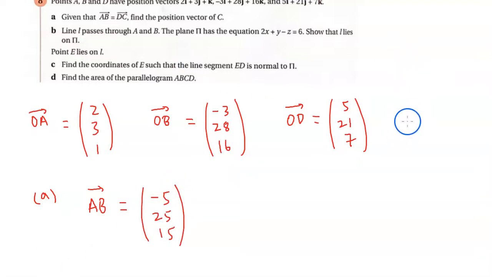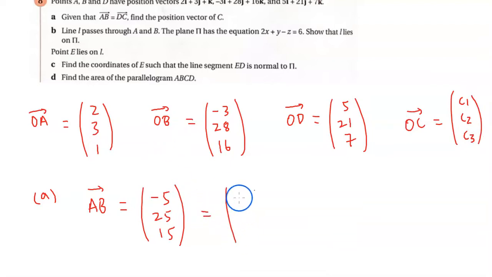Okay, and for now, let's say that OC is C1, C2, C3, so that we can write OD minus OC as the vector DC. Sorry, it should be OC minus OD. So C1 minus 5, C2 minus 21, and C3 minus 7. Alright, so that is OC minus OD, which is the vector DC.